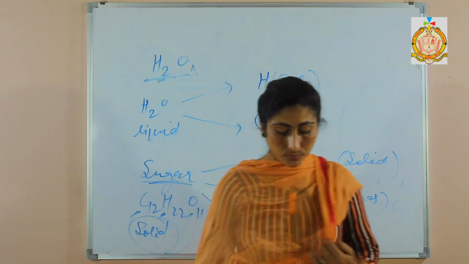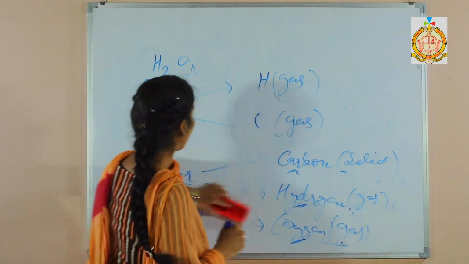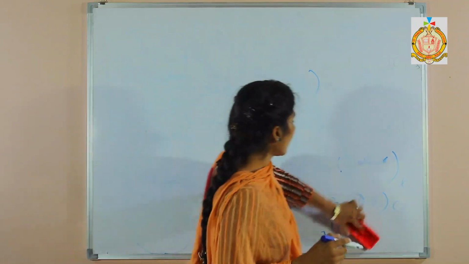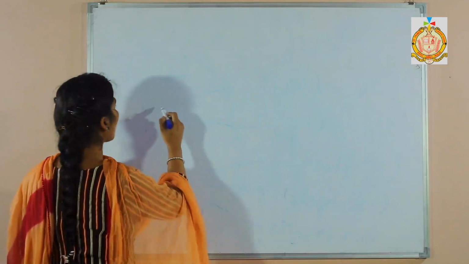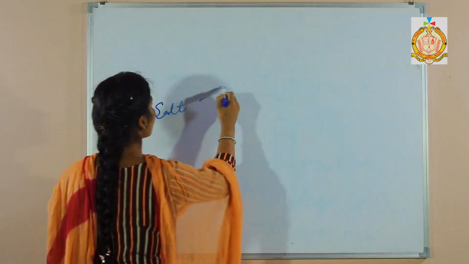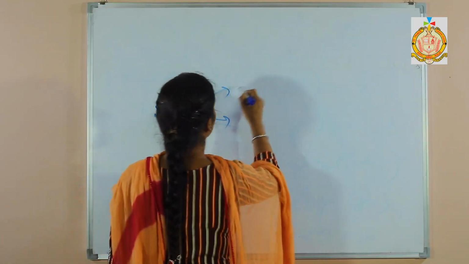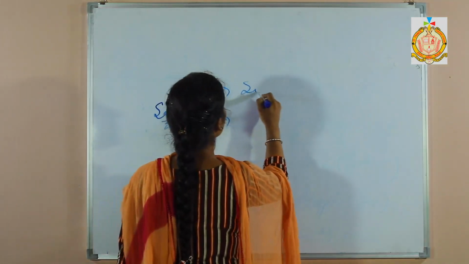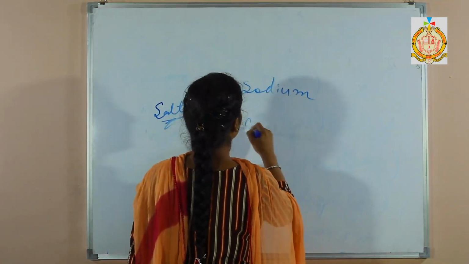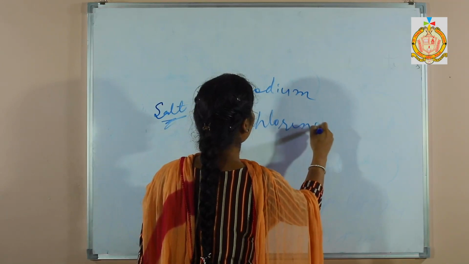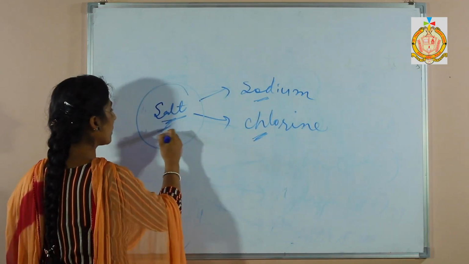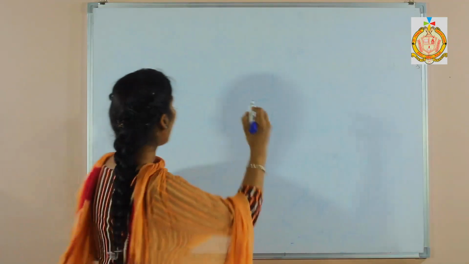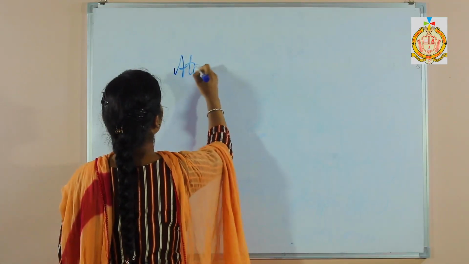Now the next, some examples of compounds, like in case of salt. Salt has different properties from its constituent elements, sodium and chlorine. The properties of sodium and chlorine are different from that of their compound salt. Atoms and molecules.